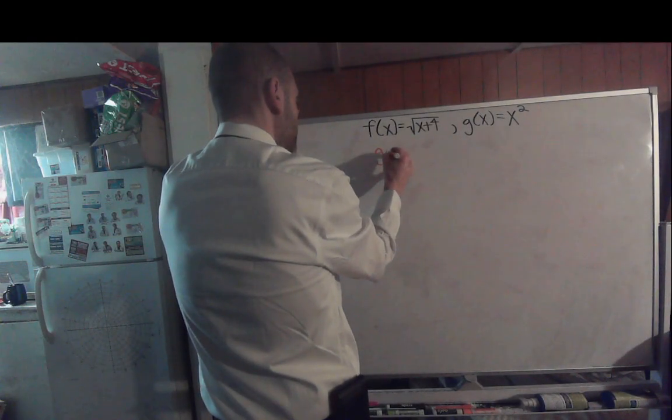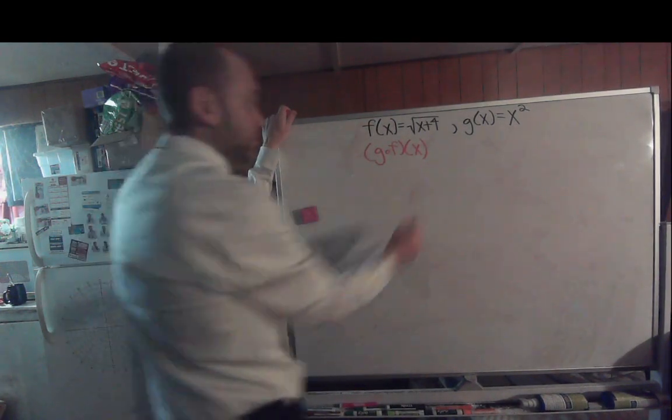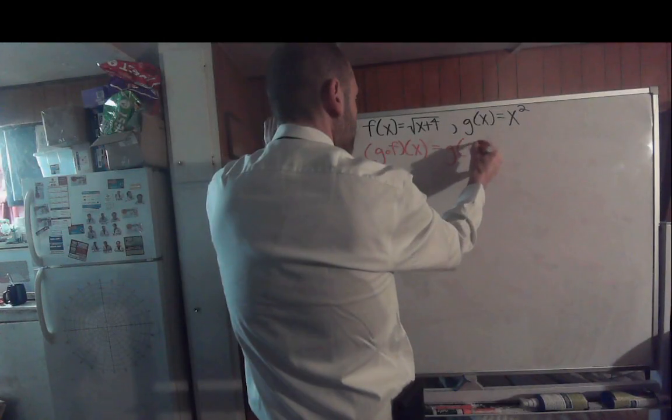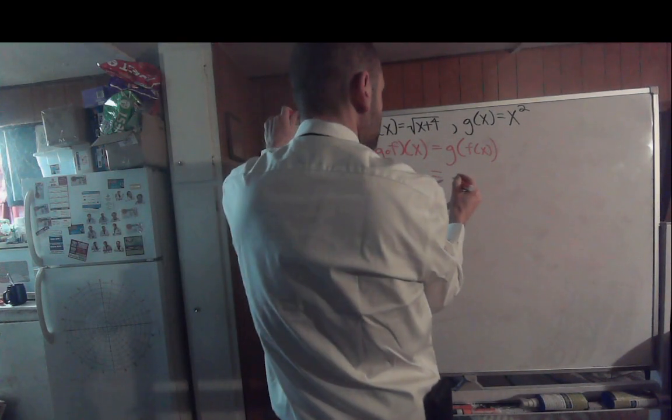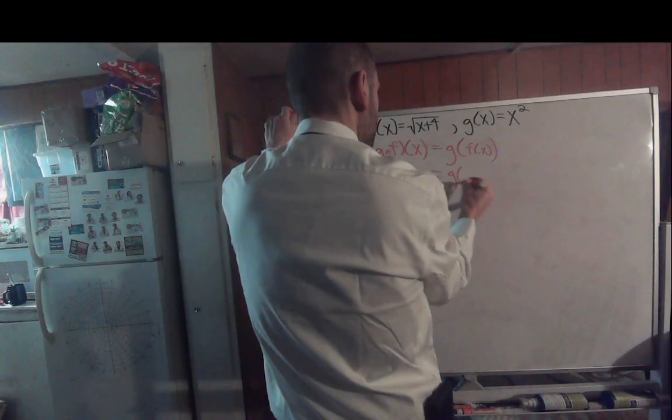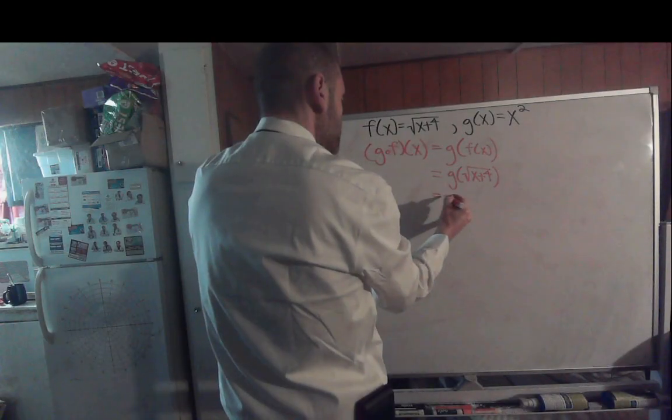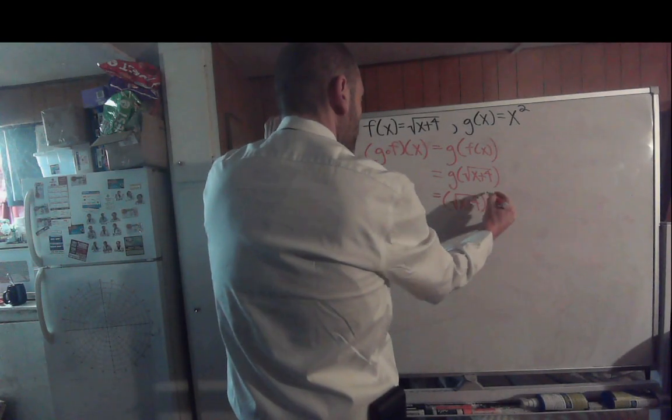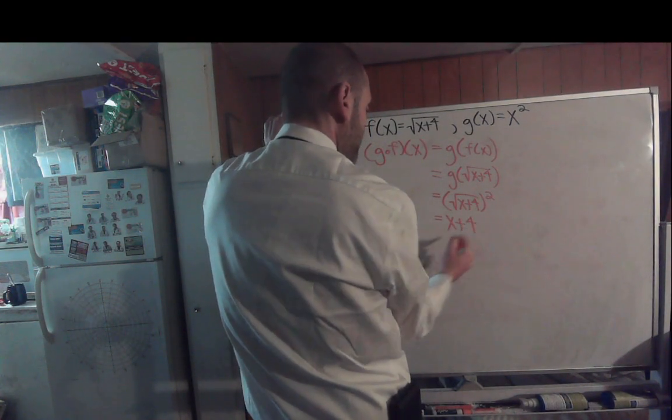Let's say we take g of f of x. So we're going to take g composition of f of x. So that would be g of f of x. Well, what is f of x? That's the square root of x plus 4. So that would be g of the square root of x plus 4, which means now you'll just put in that x plus 4 in the x squared. So that would give you the square root of x plus 4 raised to the second power, which will cancel out the square root. You'll just get x plus 4.